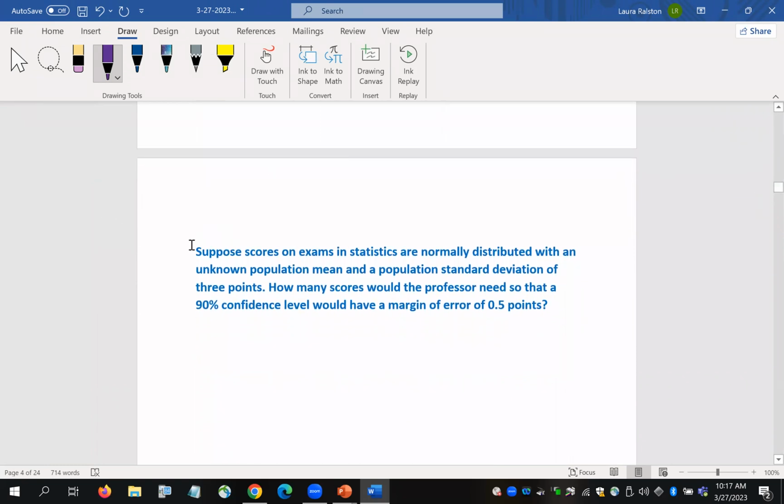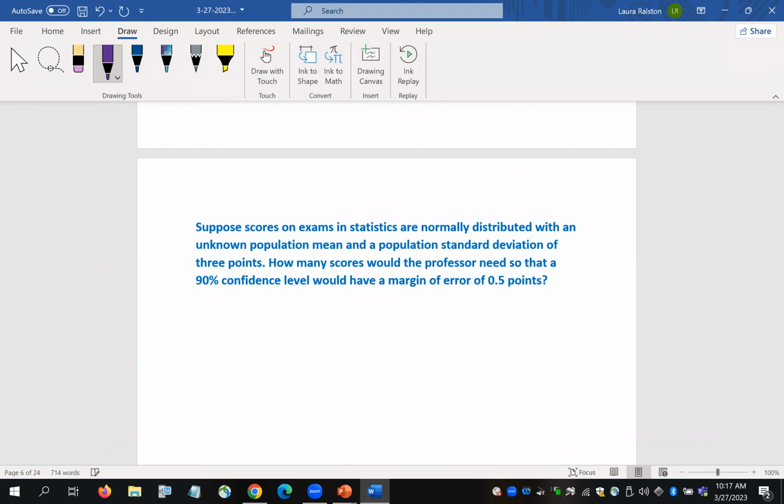So here's our first example of finding the sample size. It said, suppose scores on exams in statistics are normally distributed. It is important to know in this case they are normally distributed with an unknown population mean and a population standard deviation of 3 points. How many scores would the professor need so that a 90% confidence level would have a margin of error of 0.5 points?